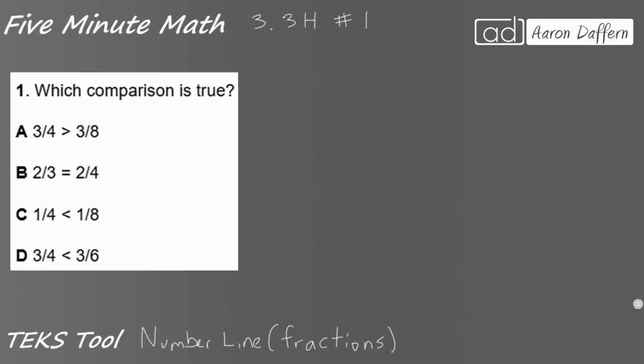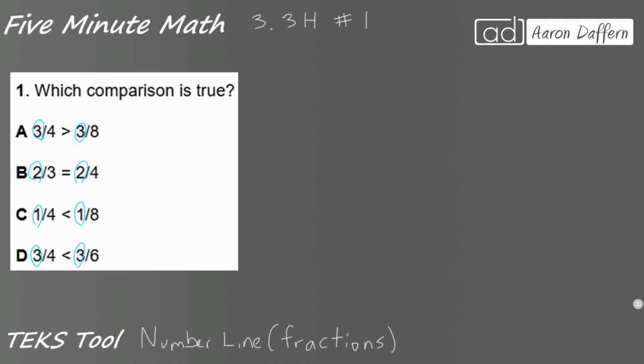So we've got four comparisons. We need to find one that is true. Now, if you look at these fractions, you're going to notice that they all have within the comparison the same numerator. So numerator of 3, numerator of 2, numerator of 1, and another numerator of 3. So we can actually reason about this. Since the numerators are the same, we can reason about the denominators. And I'll draw some number lines to show you why they're true.